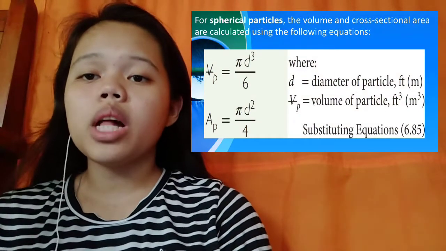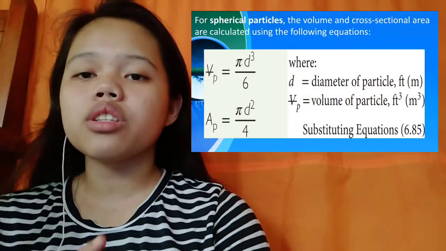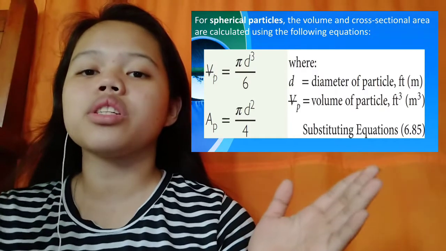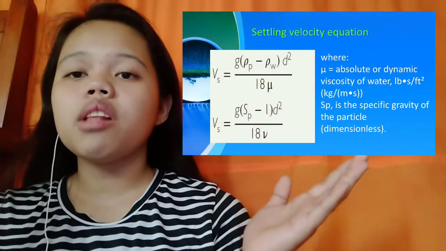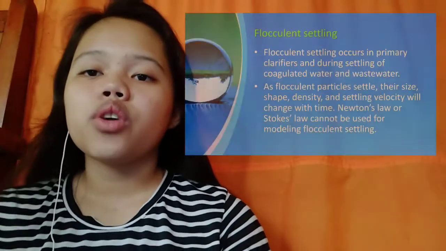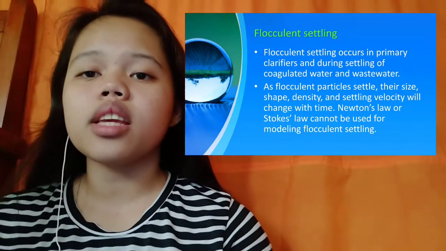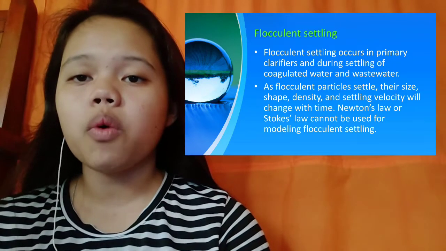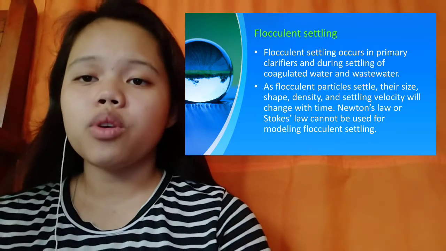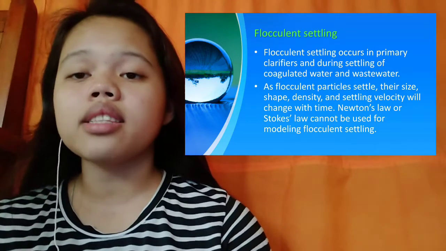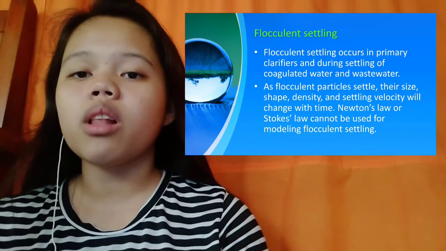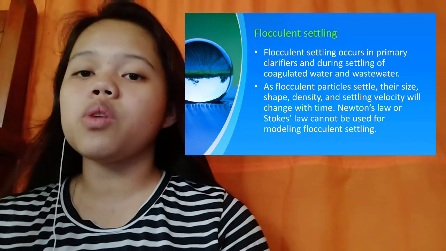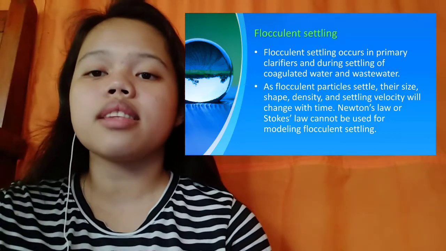For spherical particles, the volume and cross-sectional area are calculated using the following equation. Settling velocity equation. Flocculent settling. Flocculent settling occurs in primary clarifiers and during settling of coagulated water and wastewater. As flocculent particles settle, their size, shape, density, and settling velocity will change with time. Newton's law or Stokes' law cannot be used for modeling flocculent settling.